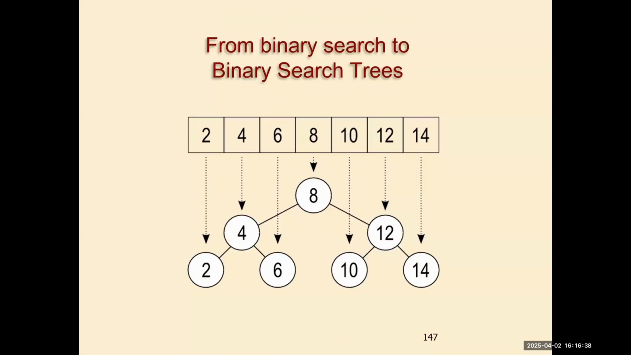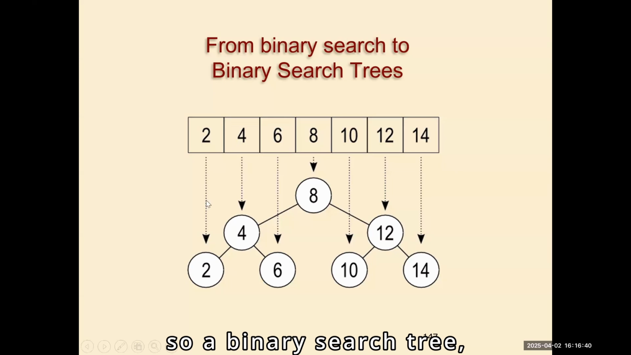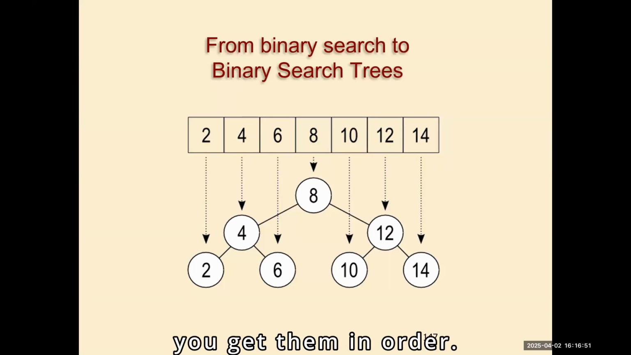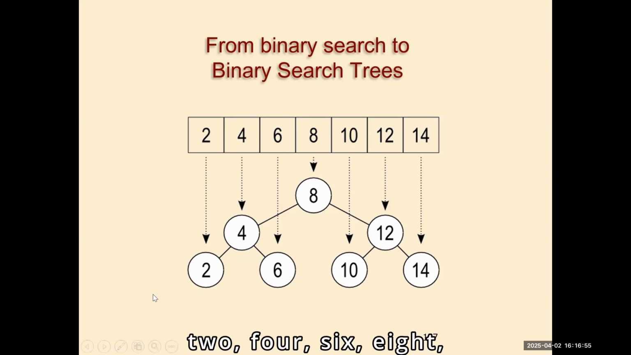All right, so a binary search tree, if you scan it left to right and not worry about how high you are, you get them in order, right? Everybody sort of see that? 2, 4, 6, 8, 10, 12, 14, right? They're in order.